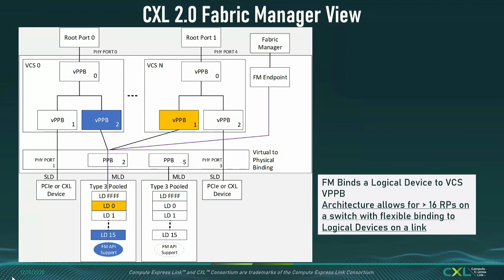Now, as I said, the physical link cannot be impacted by the binding and unbinding of a logical device within an MLD component. So things like your hot reset, link disable, if you happen to get those from the root port, will be terminated in the VPPB. It's only the fabric manager that is directly in charge of that physical link.